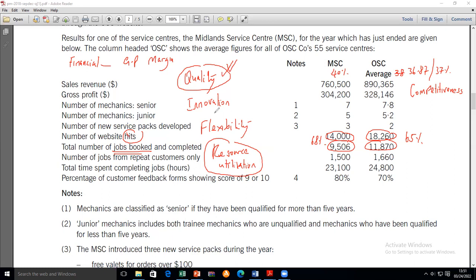That can work. What else? Time spent on completing jobs. Okay, time spent. Maybe that one may be much more on the flexibility. Can we use the feedback from the customers? Yes, the feedback would work.